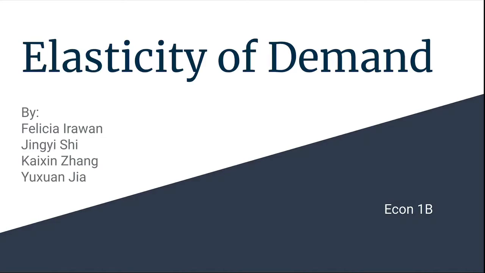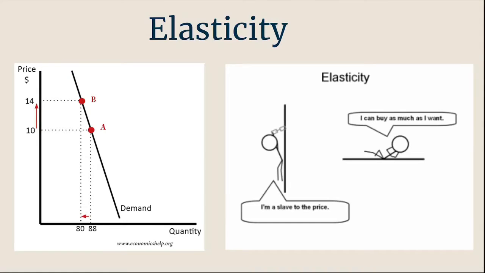To understand the elasticity of demand, first of all, we need to define the term elasticity in general. It is used to describe a measure of the responsiveness of quantity demanded or quantity supplied to one of its determinants. And as you can see in the picture, a completely horizontal line indicates perfectly elastic, while a completely vertical line shows perfectly inelastic.